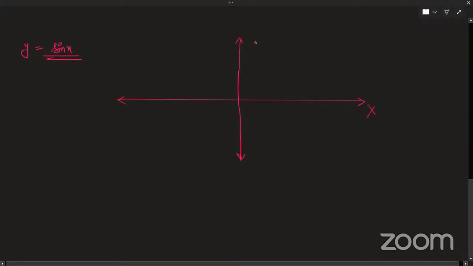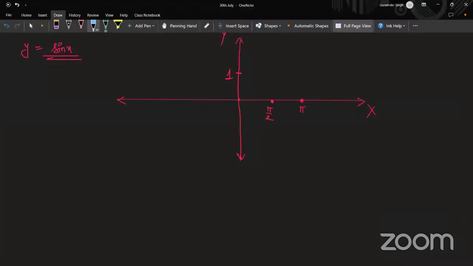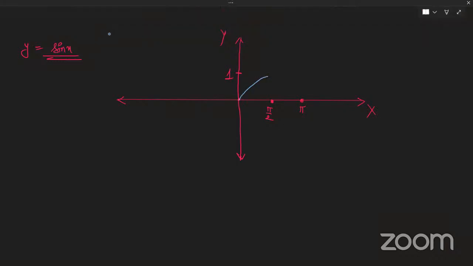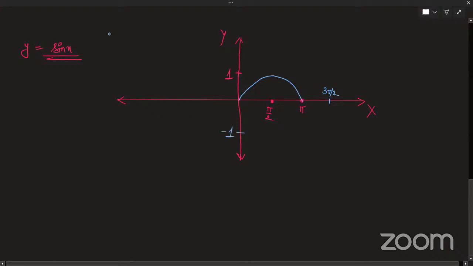So see, this is my x, this is my y. Somewhere here is my pi by 2. This is my pi. See, this is my 1. So it starts from 0. At pi by 2 it becomes 1. Then at pi it becomes 0. Similarly, I have 3 pi by 2 over here. So at 3 pi by 2, where does it go? It goes to -1, right?